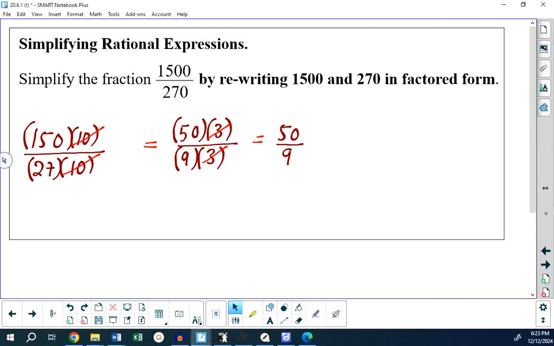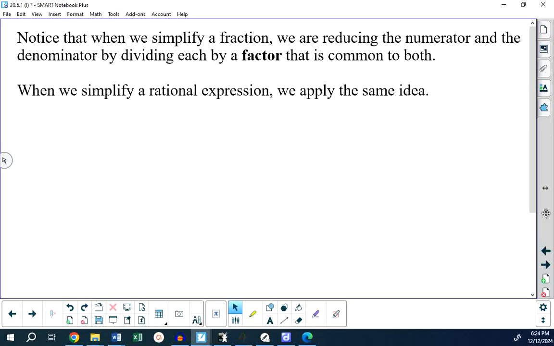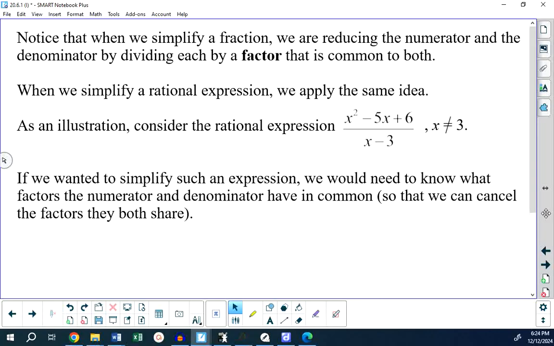So, how do you simplify a rational expression? You do the exact same thing. If you see a factor in the numerator and an identical factor in the denominator, you can cancel them. For example, if you look at x squared minus 5x plus 6 over x minus 3, you could never, ever cancel anything until it's factored completely. Don't look at this and say, well, there's a 6 and a 3. I think I'll do some canceling there. You cannot do that. What you need to do is factor everything completely first.